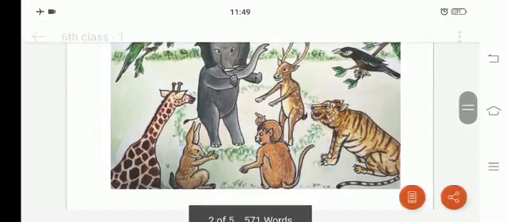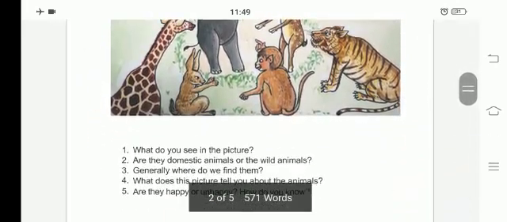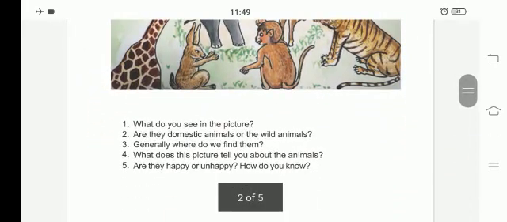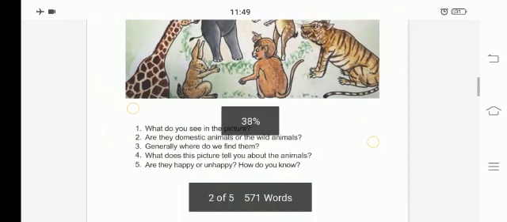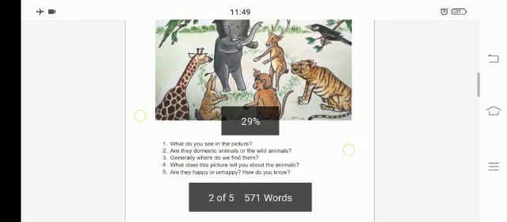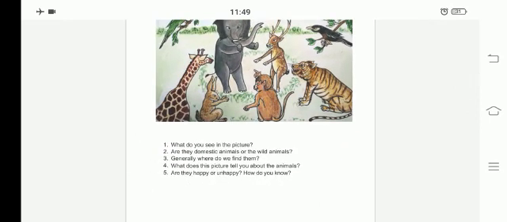And here are some questions for us. What do you see in the picture? We see animals in the picture. Are they domestic animals or wild animals? They are wild animals. Generally, where do we find them? We find wild animals in the forest.